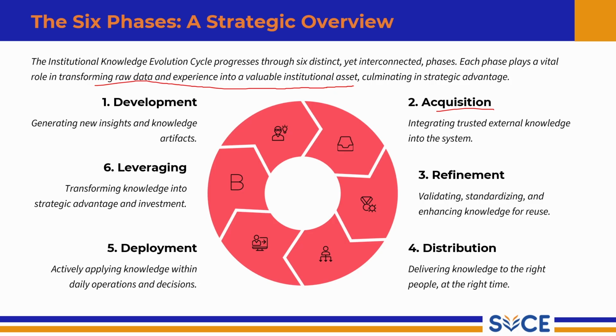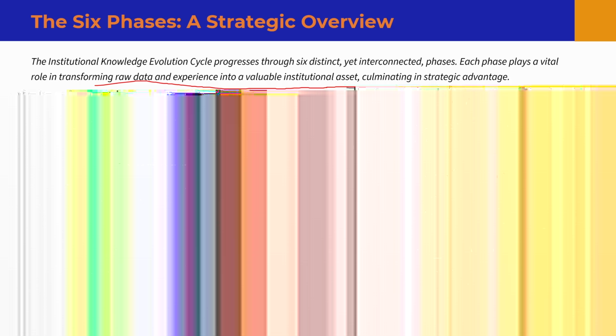And the third one is refinement, validating, standardizing, and enhancing the knowledge for reuse. Not all knowledge is perfect right away. This phase makes sure information is checked, cleaned up, and improved so it's accurate and ready for use. Fourth one is distribution. It is delivering knowledge to the right people at the right time.